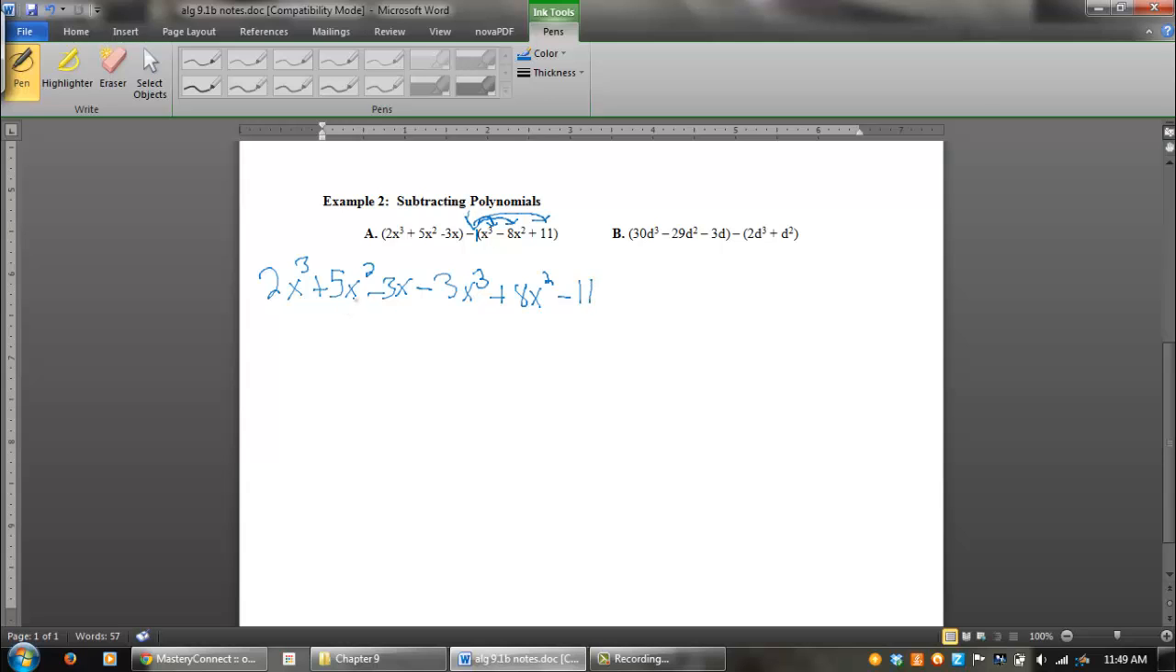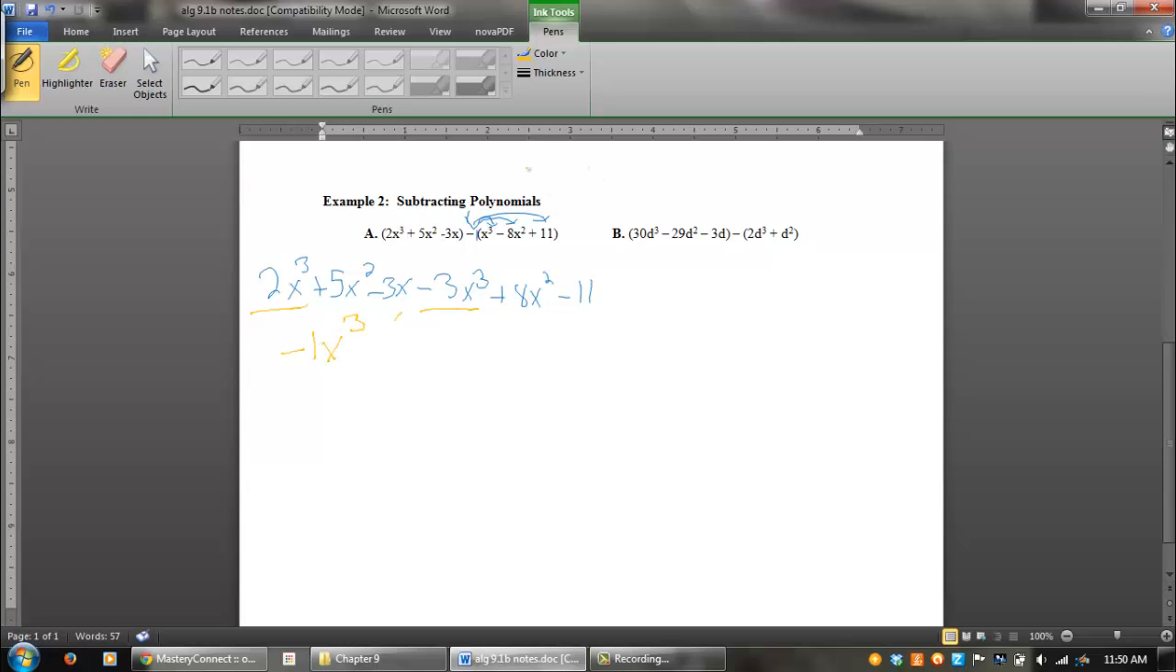So now we've combined, we've distributed the negative 1. And now it's just a matter of what we did on the first example. We're just going to be combining our like terms. So we have some like terms here. We have a 2x to the third power and a negative 3x to the third right here. These two are alike. We have a 2 and a negative 3. That's going to add to give us negative 1x to the third power.